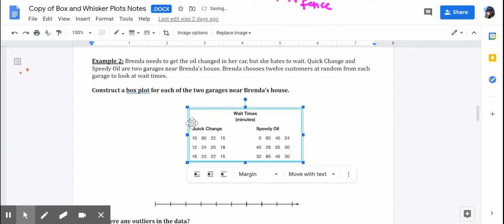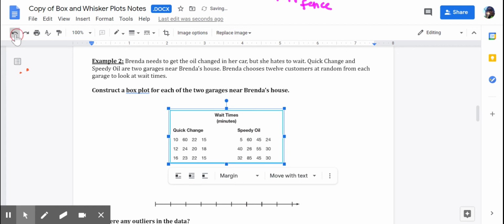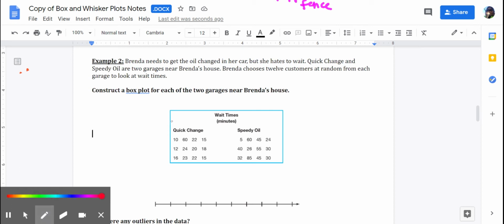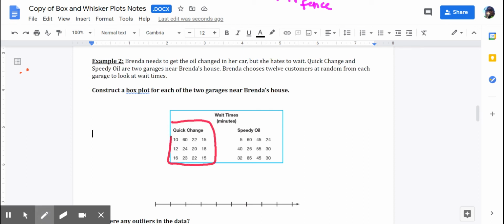So what I'm going to do is calculate the 5-number summary for Quick Change here. So I'm going to take these 12 values and put them into my calculator. So I'll hit data, put all my values in, 10 enter, 60 enter, all the way through.